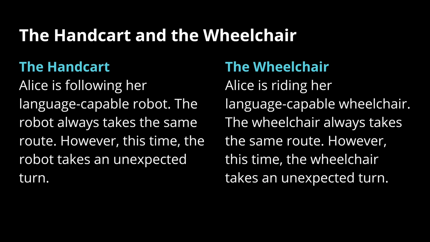And so we have two examples here. The first is the handcart. In this scenario, Alice is following a language-capable robot. So in this scenario, the robot and Alice have separate autonomies. In the second scenario, the wheelchair scenario, Alice is riding her language-capable wheelchair. So in this scenario, the wheelchair and Alice have a paired autonomy. So again, whatever the wheelchair does affects Alice.